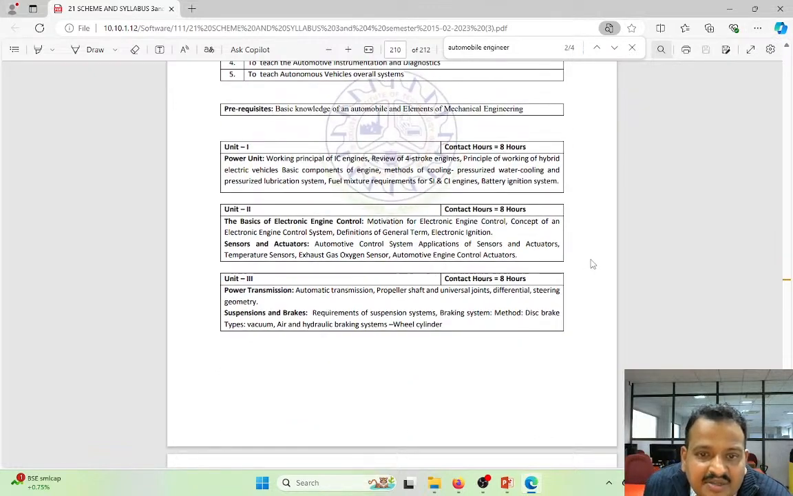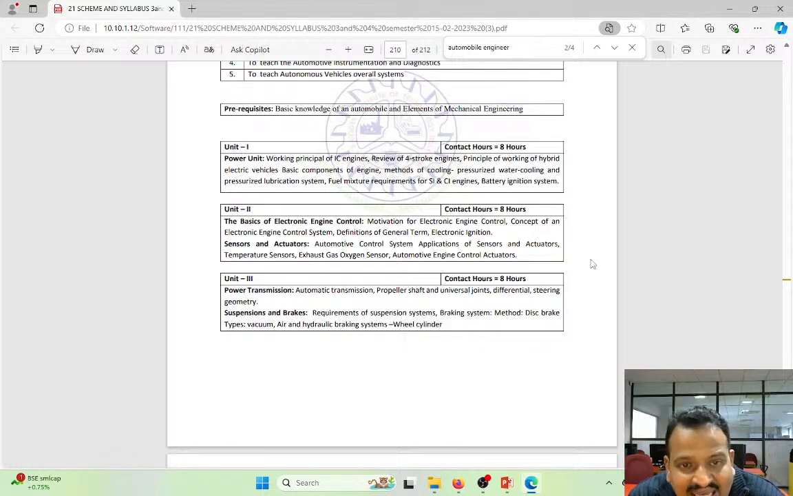Second unit is the basis of electronic engine control, that is, motivation for electronic engine control, concepts of an electronic engine control system, definitions of general terms, electronic ignition, sensors and actuators. Most of the vehicles right now are coming with sensors. Control systems, applications of sensors and actuators, temperature sensors, exhaust gas oxygen sensor, automotive engine control actuators.